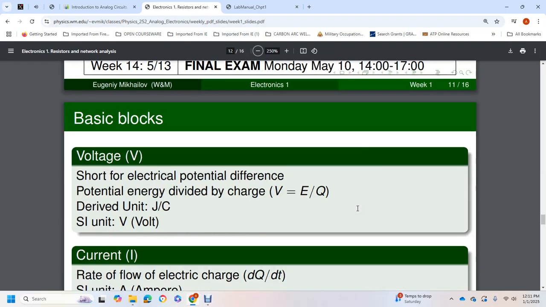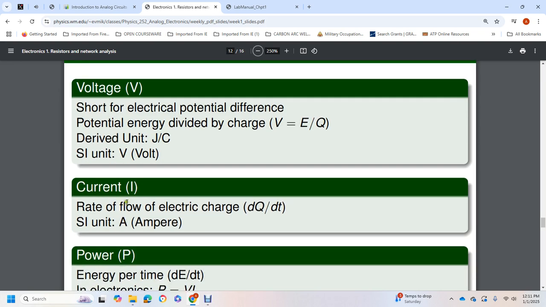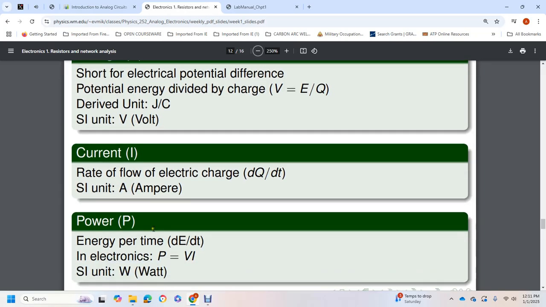Alright, basic blocks. We have electrical potential difference, measured in volts, the energy per unit charge, defined in SI units as the volt. Current is the rate of flow of electric charge, dQ over dT, measured in amperes. A is ampere, W is watt. Energy dE over time is electric power, equal to voltage times amperes, in watts.